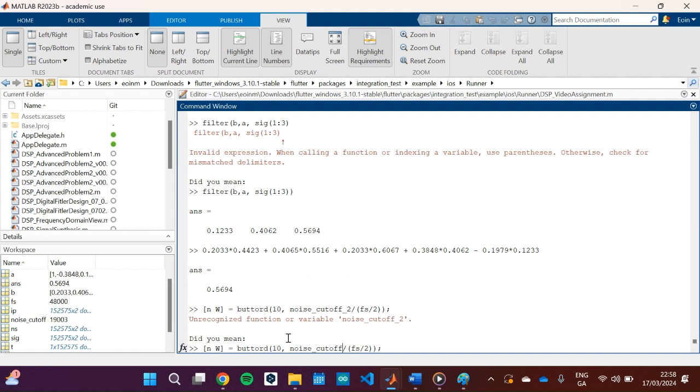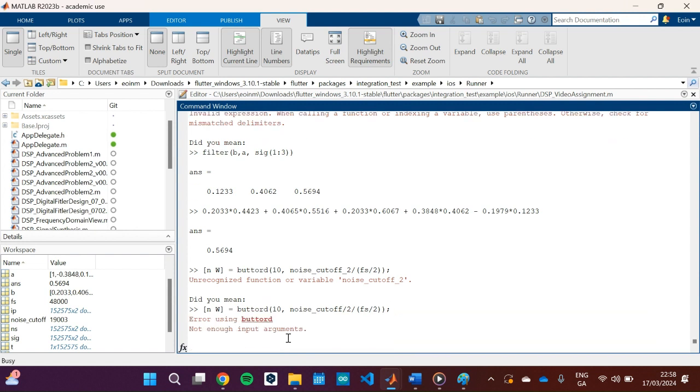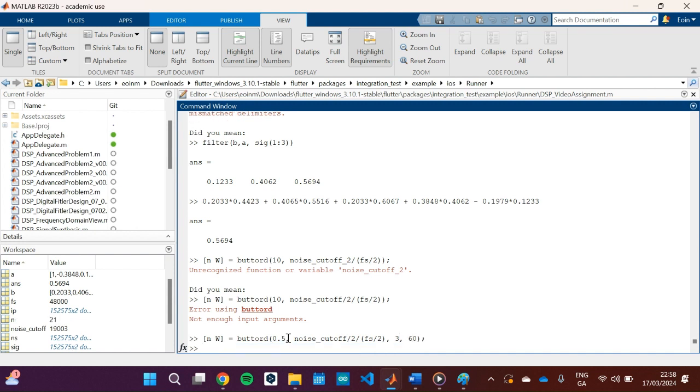Anyway, over noise cut off over 2 over. What did I do there? Not enough input arguments. What am I doing on there? Yeah, I haven't put in the 3 decibels and the 60 decibels. So 3 decibel passband ripple and 60 decibel attenuation is what we're looking for.